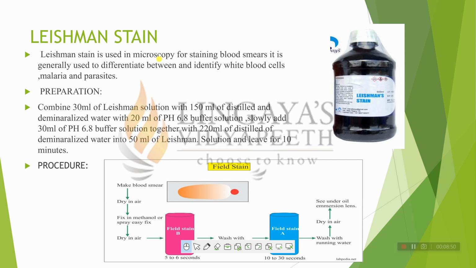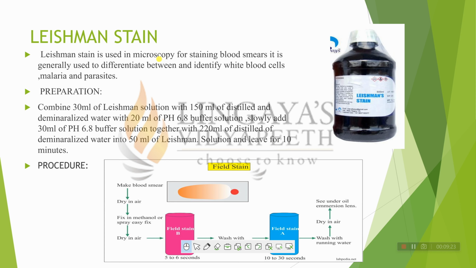Alright, now talking about the Leishman stain. So Leishman stain is also used for the microscopy of blood smears, for staining the blood smears. To observe the blood smears, we have to take the Leishman stain and stain the blood smear that we have prepared with it. So it is generally used to differentiate between different types of blood cells, malaria parasites and other parasites also.